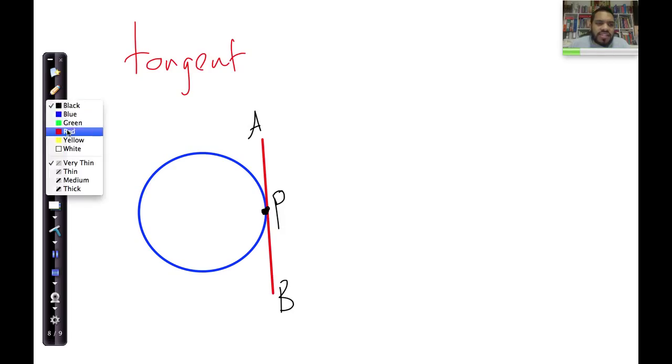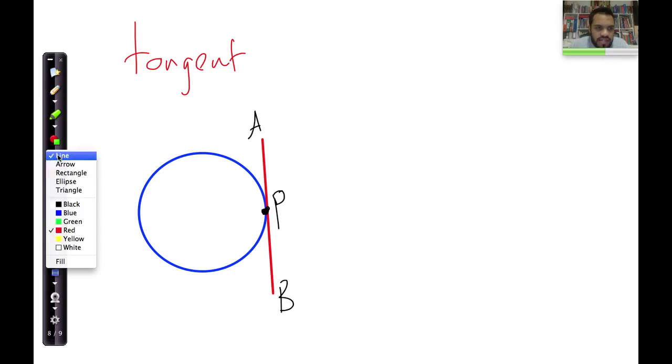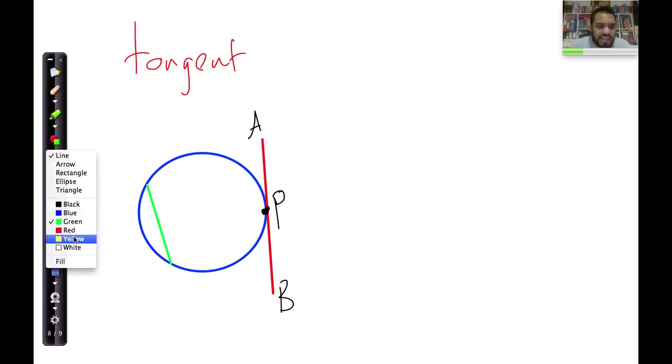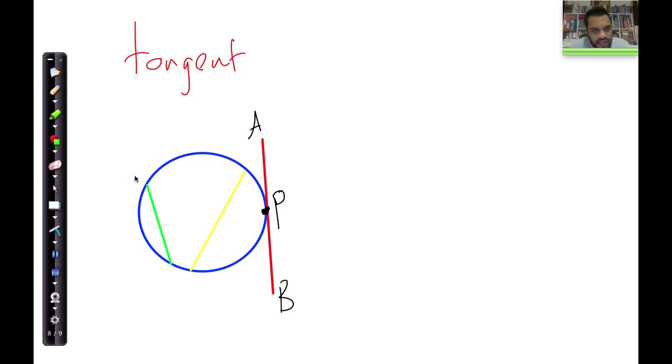Now, the next thing you want to find out is a chord. A chord is just a line that goes from one part of the circle to the other part of the circle. So that green line over there, that's a chord. Similarly, this yellow line over here is a chord. And if I make a black line as such, the black line is also a chord.